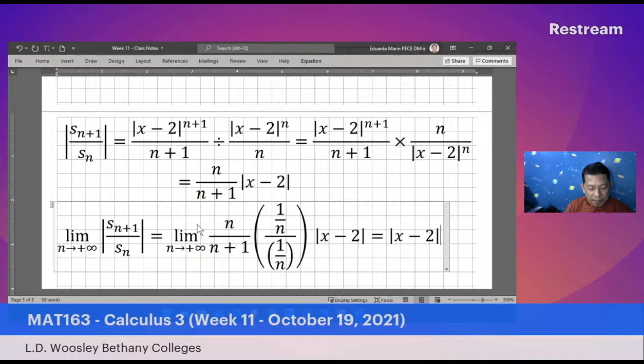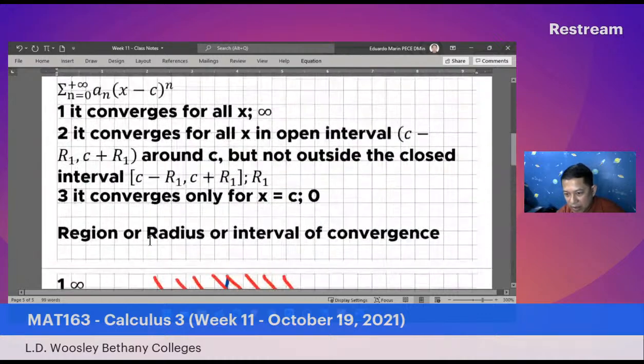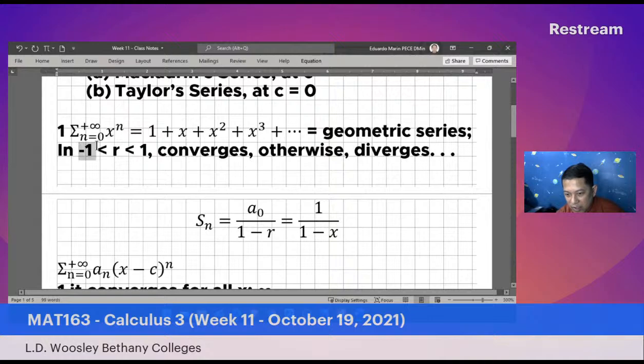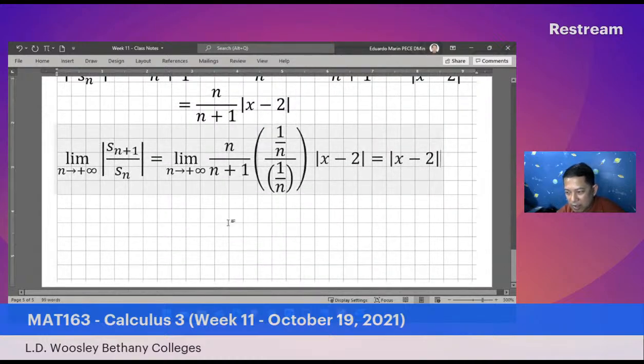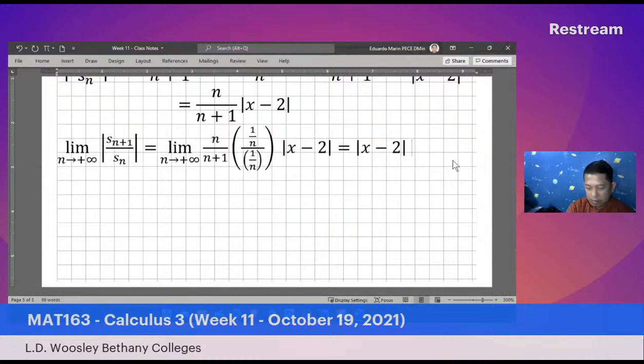So since we are defining this in terms of positive and negative 1, yung ating ratio kanina, hindi siya lalagpas doon sa definition natin ng convergence, no? Negative 1 up to positive 1. So if that would be the case, magiging convergent natin diyan, negative 1 less than x minus 2. Pag tinanggalan natin yung absolute value, x minus 2 less than 1.